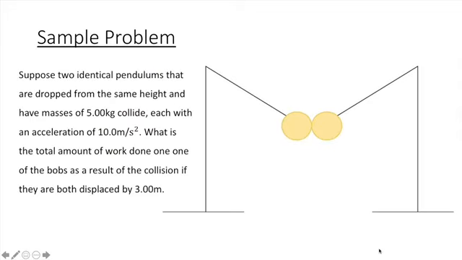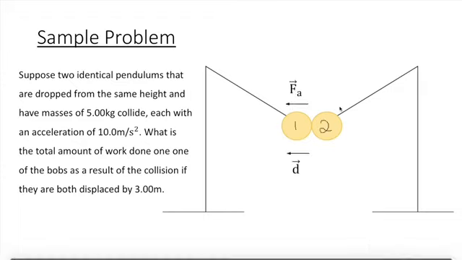To find out, let's take this problem for example, where two identical pendulums with masses of 5 kilograms are dropped from the same height. They collide with an acceleration of 10 meters per second squared, which causes each bob to displace by 3 meters. Let's start by identifying the forces acting on one of the bobs to find the work done. When the second bob hits the first, it causes an applied force and displacement in the same direction, so the theta here is 0 degrees.